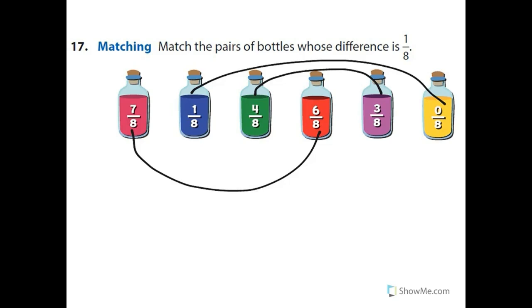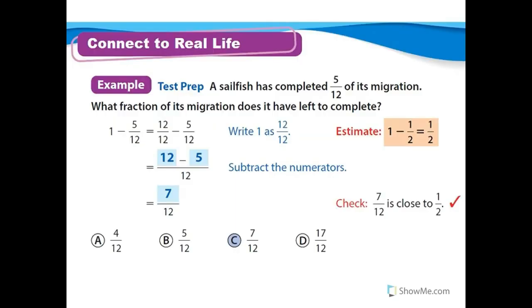Alright, let's connect this to real life. So our test prep, a sailfish has completed 5/12 of its migration. What fraction of its migration does it have left to complete? So we're going to do 1 minus 5/12. So we can write 1 as 12/12 because we want it to have the same denominator. So we can do 12/12 minus 5/12 because 1 represents the whole migration. So 12 minus 5 is 7. So 7/12 right here. And 7/12 is close to 1/2 when they did their estimate.